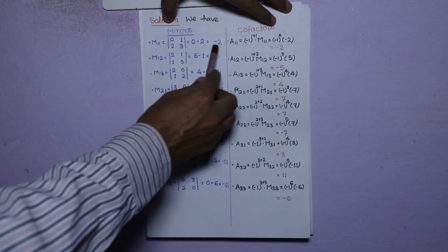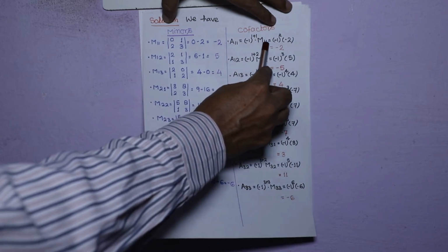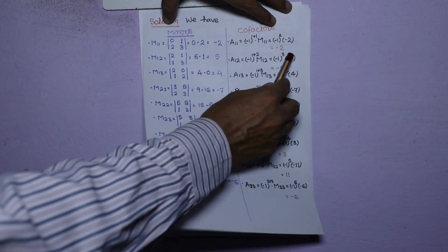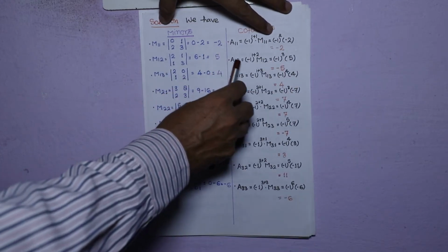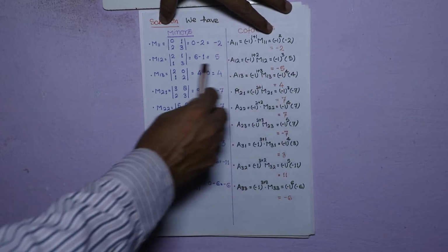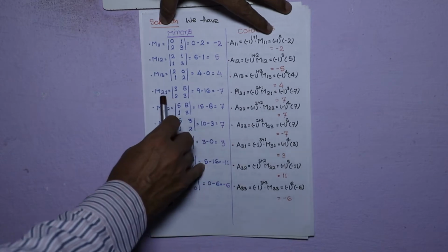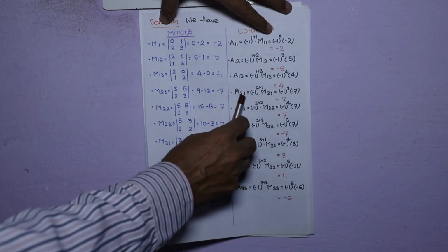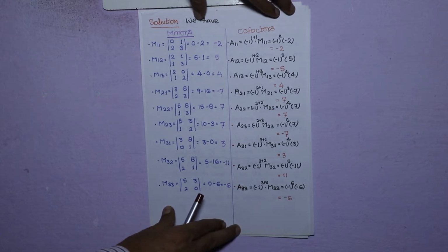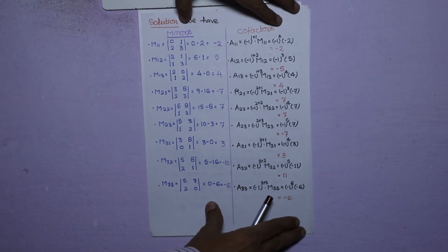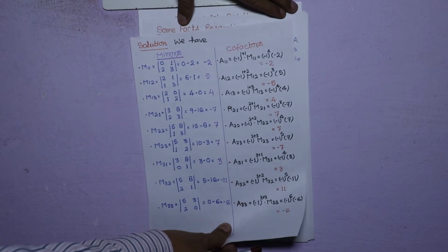Then using the formula you can get the cofactors. M11 is minus 2, so A11 is minus 1 to power 1 plus 1 M11, that becomes plus into minus 2, that is minus 2. M12 is 5, so A12 is minus 5. M13 is 4, so A13 is 4. M21 is minus 7, so A21 is 7. This way you are getting all the cofactors, means 9 cofactors, and they will help you to expand the determinant.